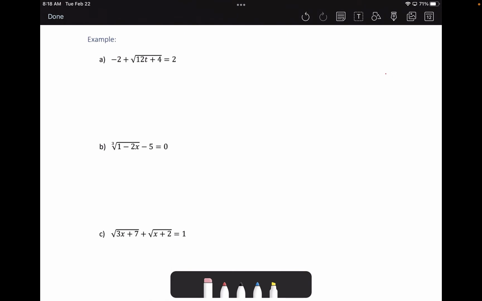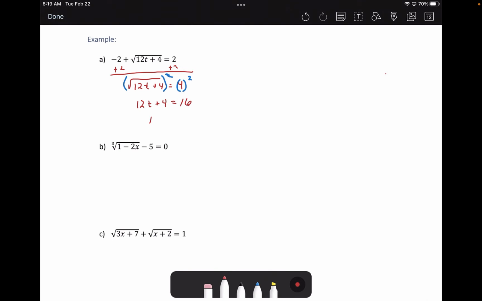In our first example, we need to start by isolating the square root. Add 2 to both sides. Square root of 12t plus 4 is equal to 4. After you isolate the radical, you want to undo the radical by squaring it. If you do that on the left, we'll do that on the right side as well. Here we get 12t plus 4, the radical goes away, equals 16.